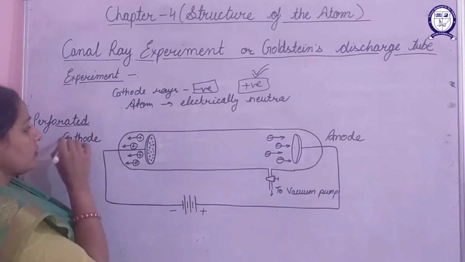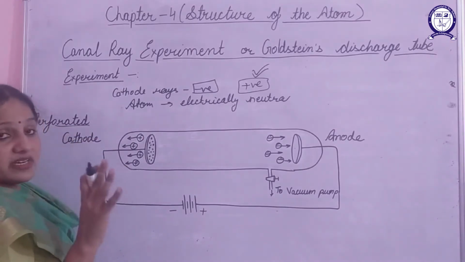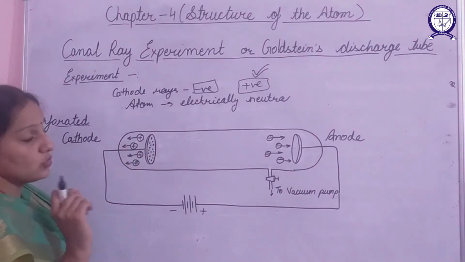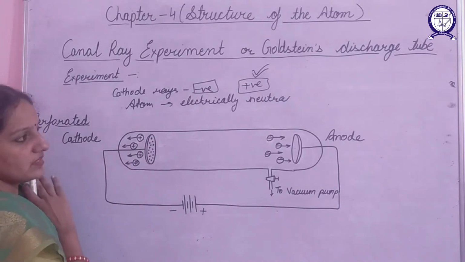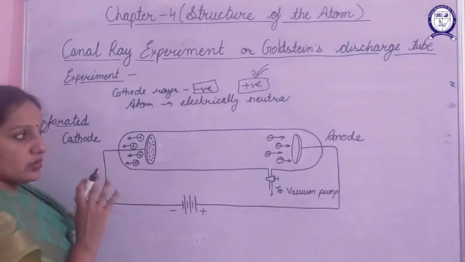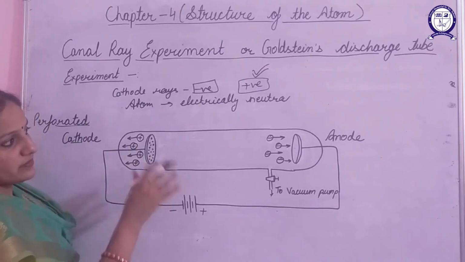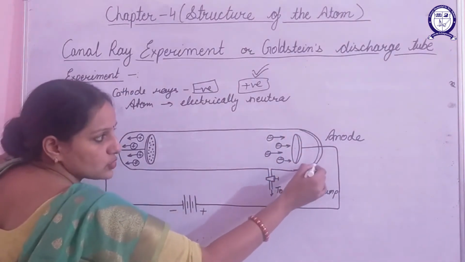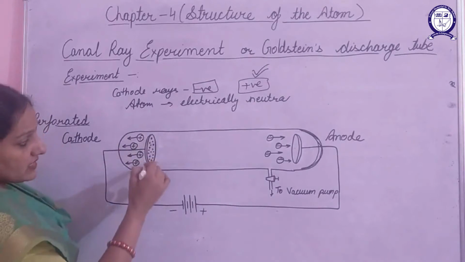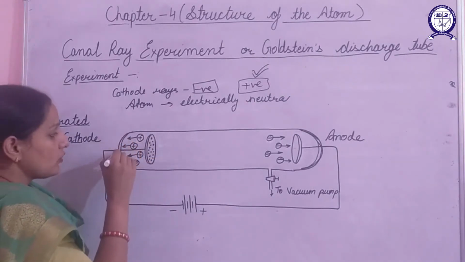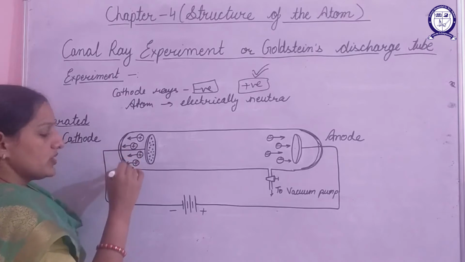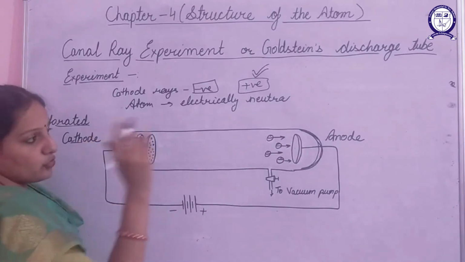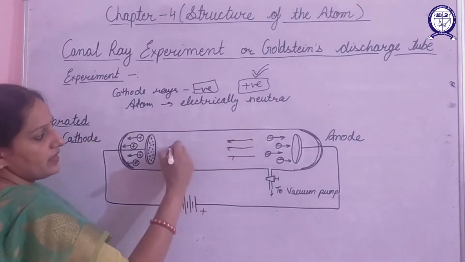Then he thought, why not perforate this cathode? Instead of a solid cathode, he tried to use a perforated cathode. Perforated cathode means one having holes. So he took that perforated cathode and then conducted the same experiment. What was observed by Goldstein after this experiment? In the beginning some glow was observed at this end also, but using this perforated tube a similar glow was observed at this end also. So he concluded that some positively charged particles were emitted by the anode also, and he named them anode rays.